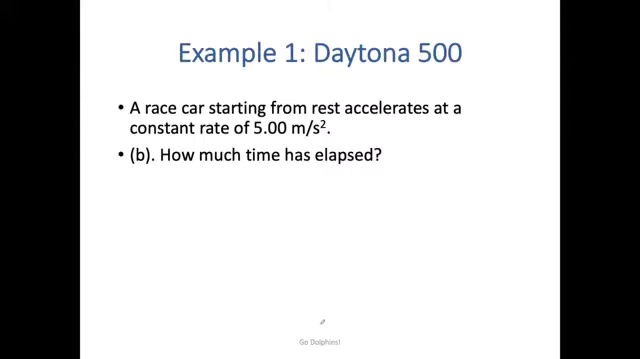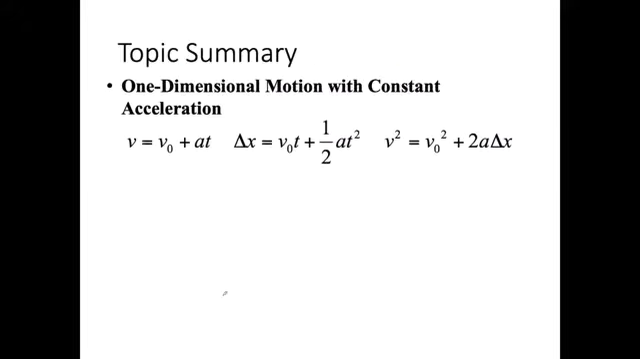Okay, part B: how much time has elapsed? So which equation should we use? So here we know the initial velocity. Check. We know the final velocity. Check. We know the acceleration. Check. It asks for t. Which equation has those four variables? Looks like this one, right? We know initial velocity, we know acceleration, we don't know t, we know final velocity. We can use this one to solve for the time.